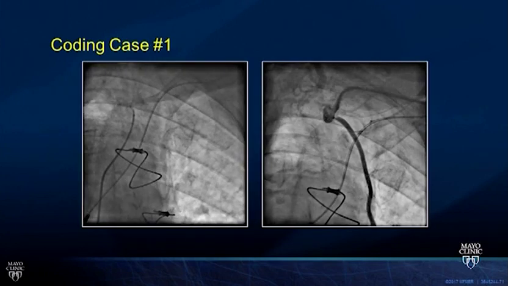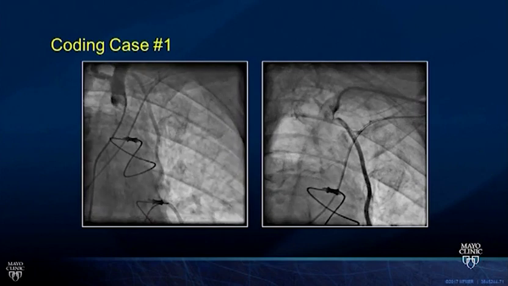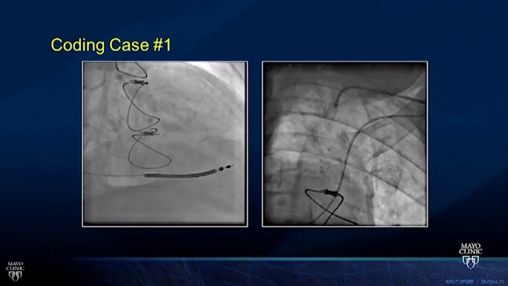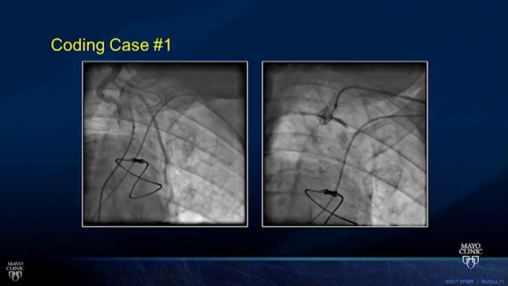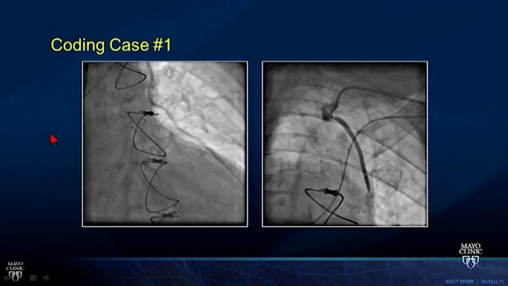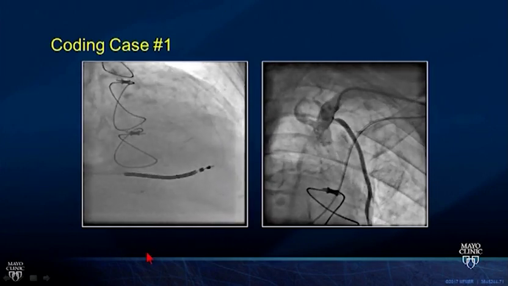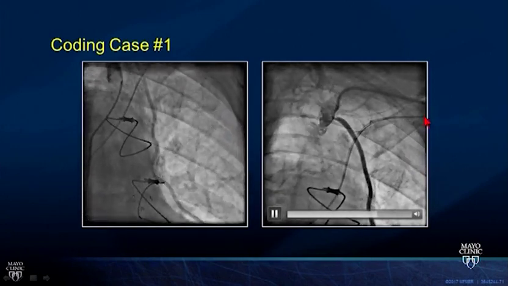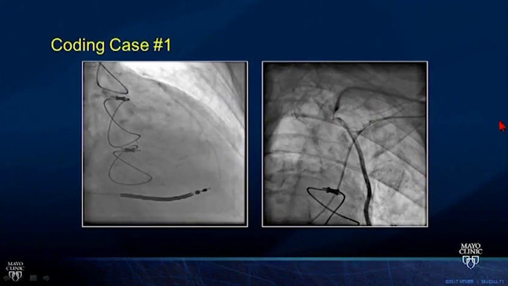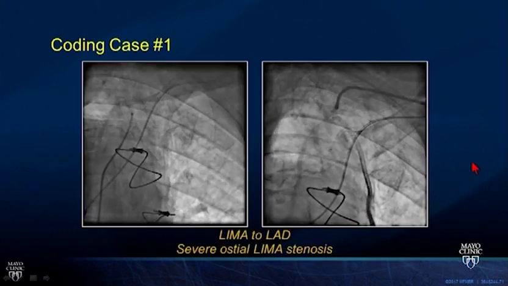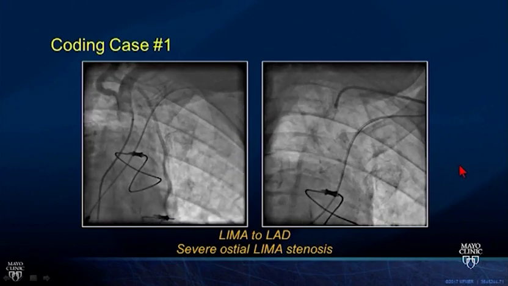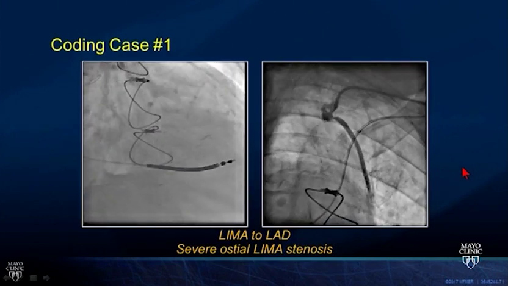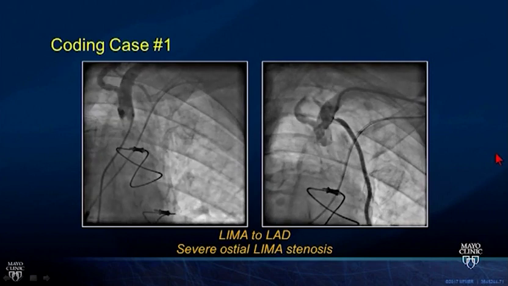All right, so these are two views, obviously in the same patient, and what we're looking at here is an internal mammary artery graft. We're injecting into the left subclavian. Actually, initially we're from a transfemoral approach in this view on the left, which is an RAO view, and then in this view, which is more of an AP or LAO view, we're actually coming from the left radial and injecting that same vessel. And what I coded was a LIMA to LAD, so a bypass graft to the LAD, and then a severe stenosis in that graft. So this is a severe stenosis in the ostial internal mammary artery graft.